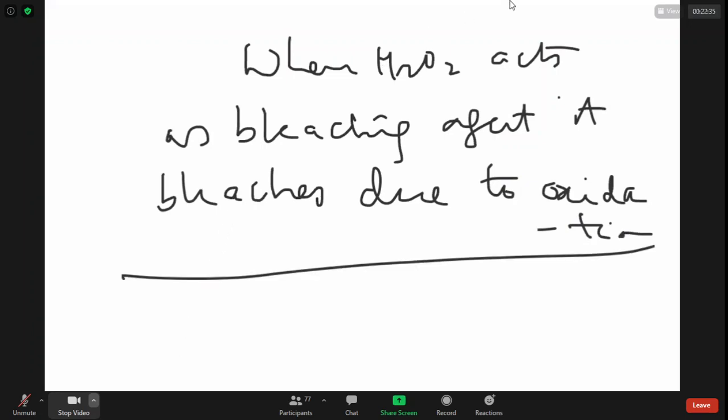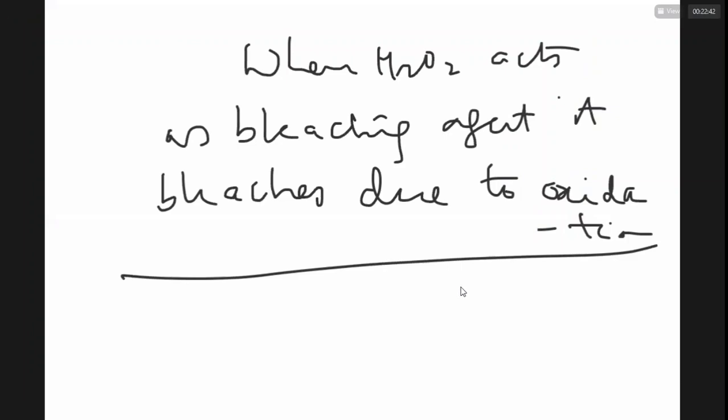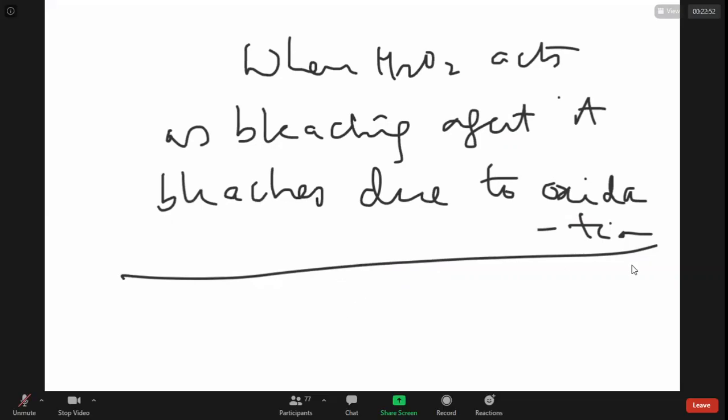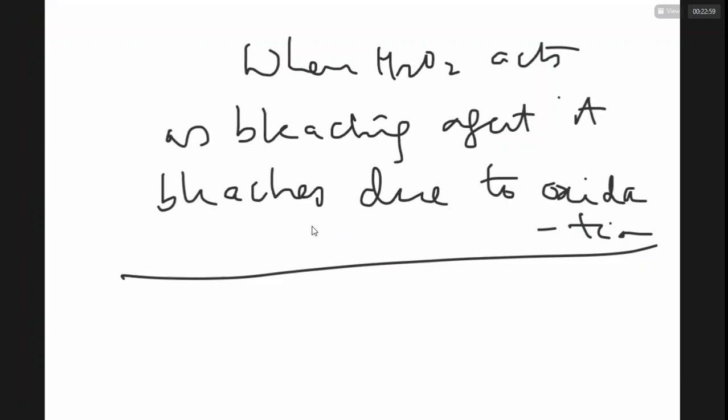So this is a very important property of H2O2, which is used as an antiseptic, as a cleansing agent, as a drain cleanser in the drainages, as an oxygen source in rockets, and as a good bleaching agent. That is a note on the oxidizing properties of H2O2. Now we look at the reducing properties.